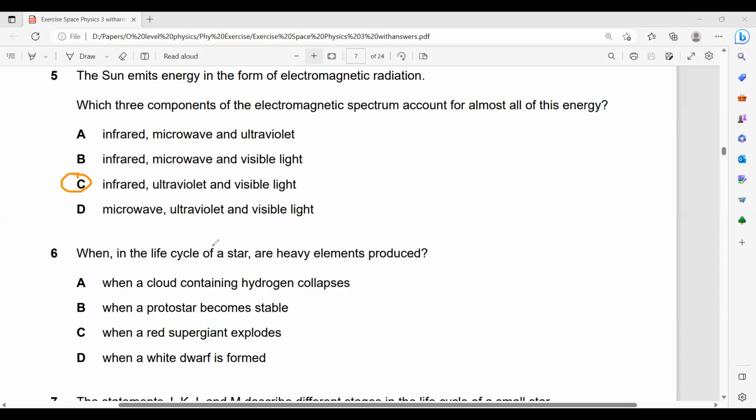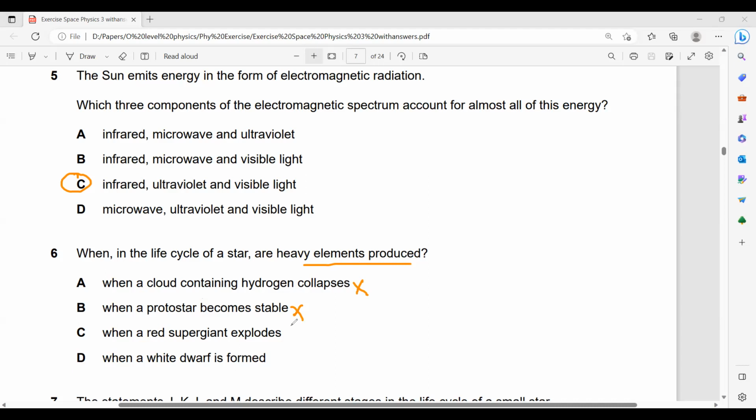Microwaves are produced when the temperature is very low. Cosmic microwave background radiation is different, because it is emitted when the temperature is too low. So in this question: when in the life cycle of a star are heavy elements produced? When we check the options, when a cloud containing hydrogen collapses, no, basically hydrogen fusion happens. When a protostar becomes stable, again hydrogen fusion is happening.